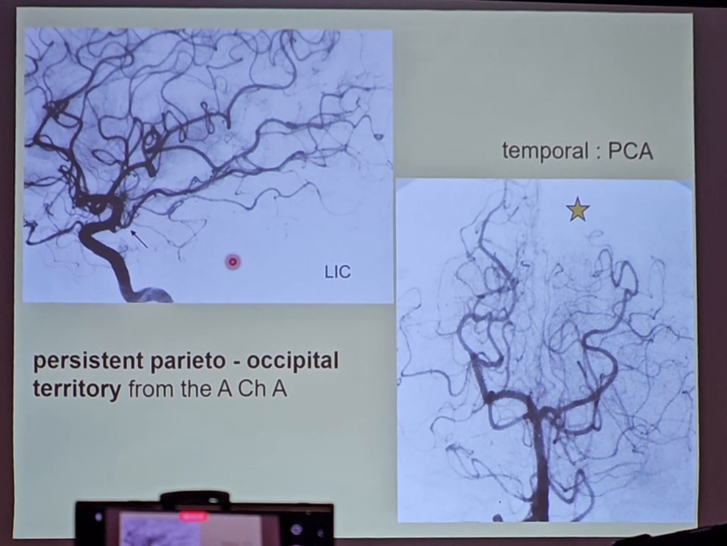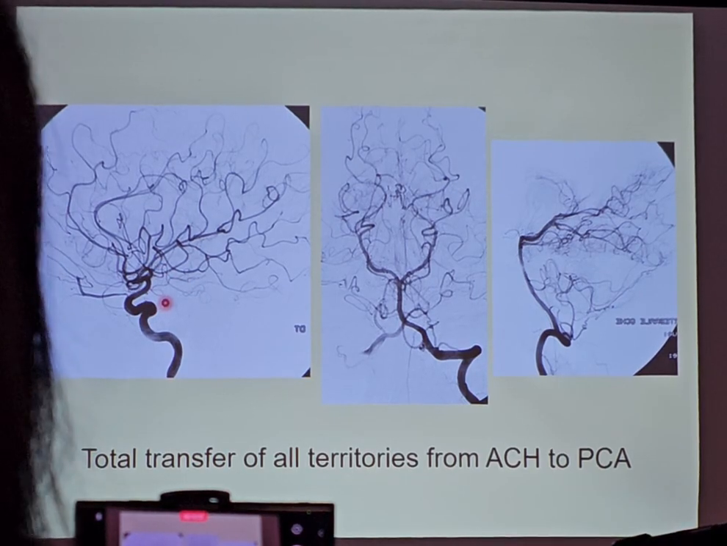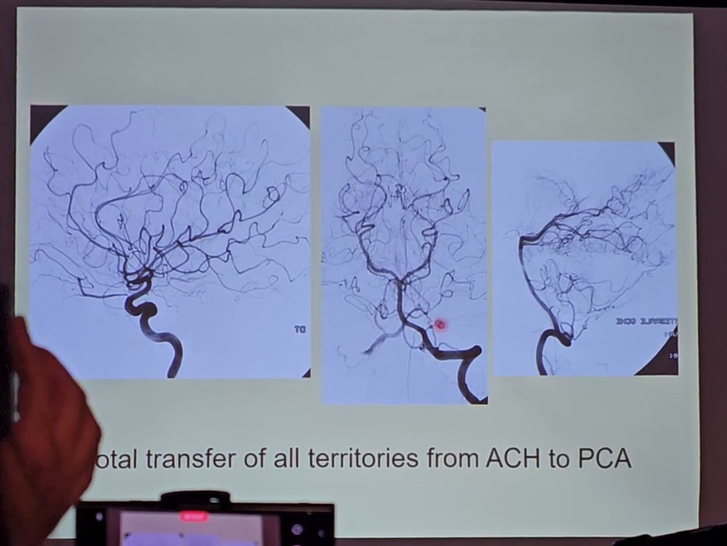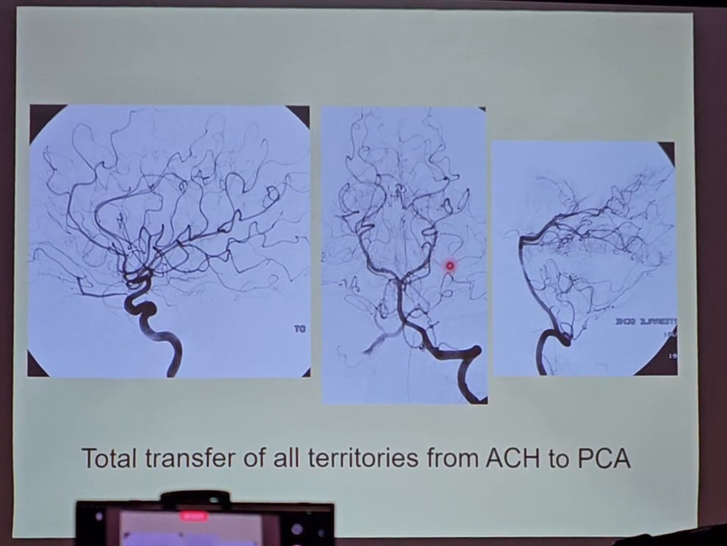You may have variations, and you will see more of them on the table. The normal situation, of course, is shown here, where the anterior choroidal is quite a small vessel, and the posterior cerebral artery has taken over the occipital, parietal, and temporal territories, as you can see here, all three.